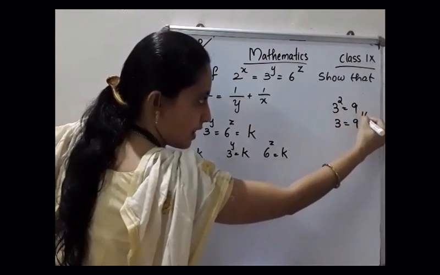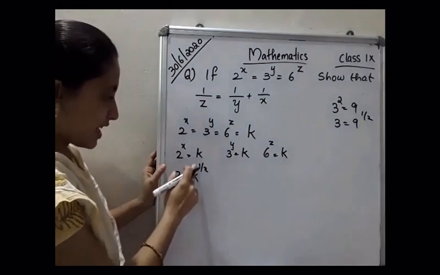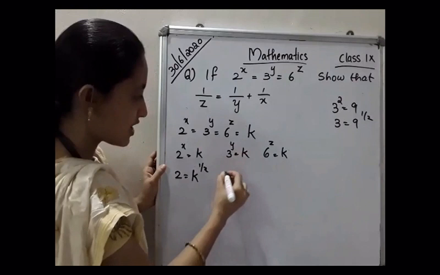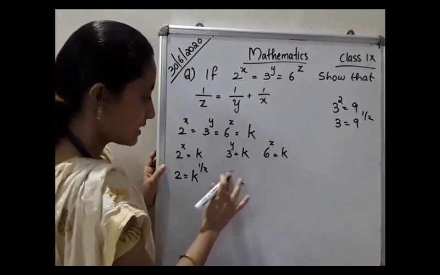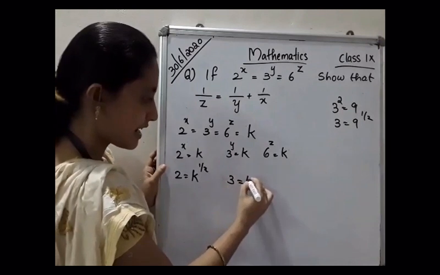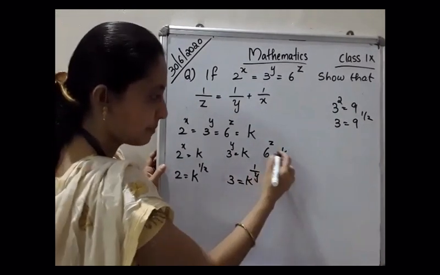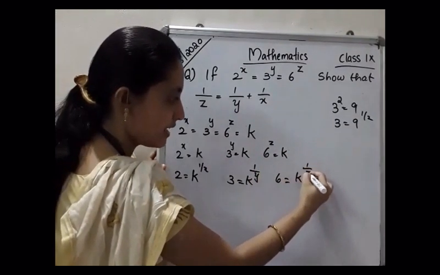9 raised to 1 by 2 or root 9. Likewise here, 2 is equal to k raised to 1 by x. Then how can we write k here from this equation? 3 is equal to k raised to 1 by y. Here, how can we write 6? 6 is equal to k raised to 1 by z.